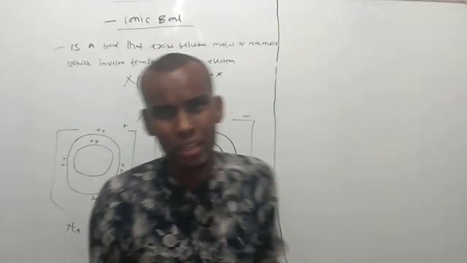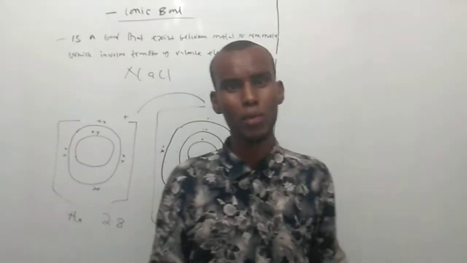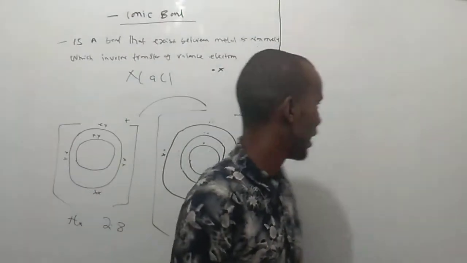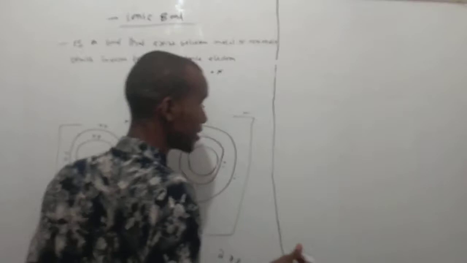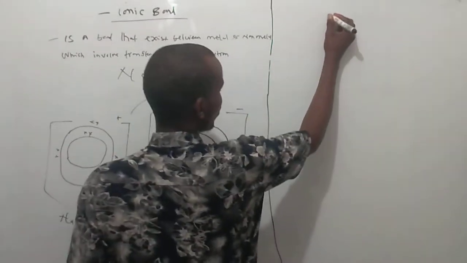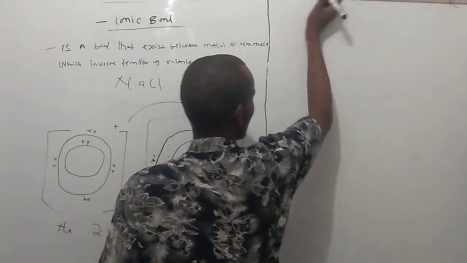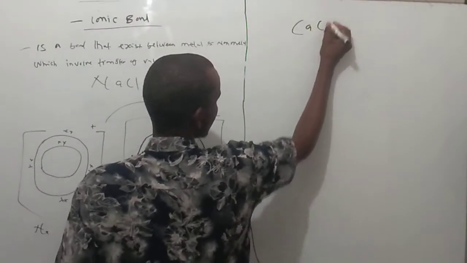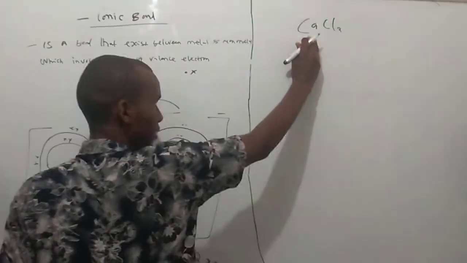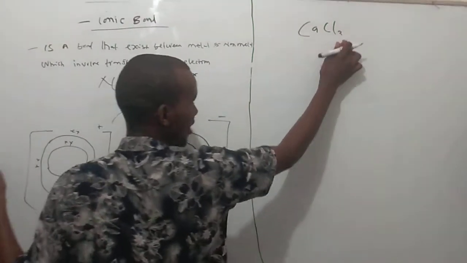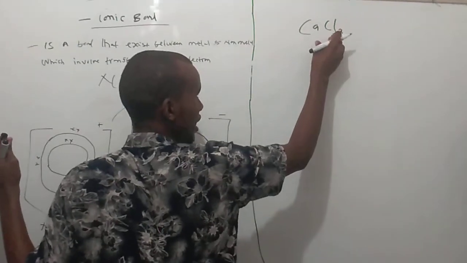We may have another one. Let's draw another compound, calcium chloride. If I were to write the formula for calcium chloride, it will be CaCl2. Since the valence of calcium is 2, chlorine is 1. So if they exchange, chlorine will end up with 2.